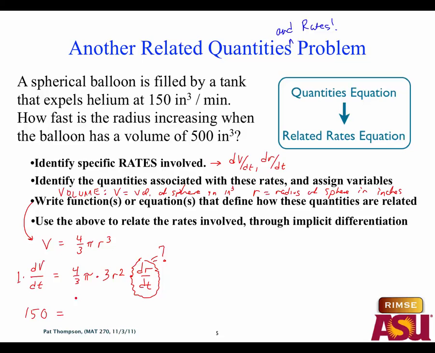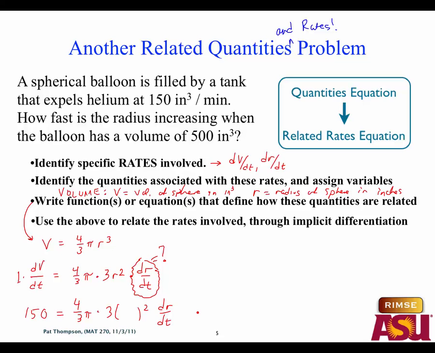So 4/3 pi, times. So if we're solving for this, then that means that somehow we need to get the radius, or be given it. How can we get the radius? Because dr/dt is our unknown?